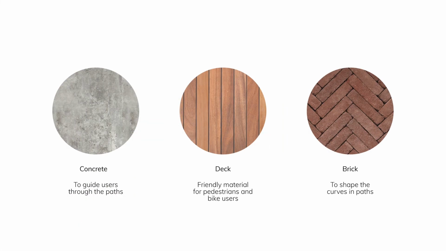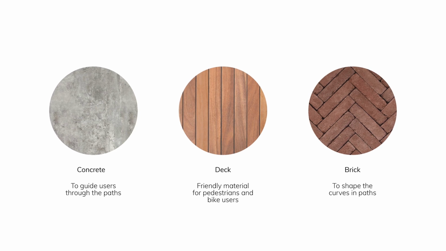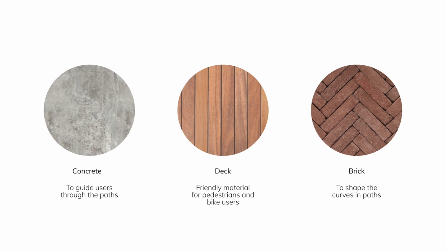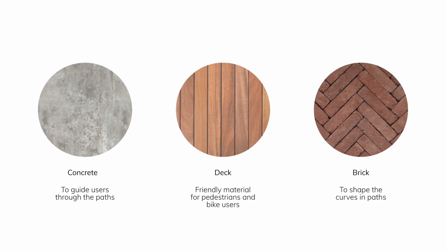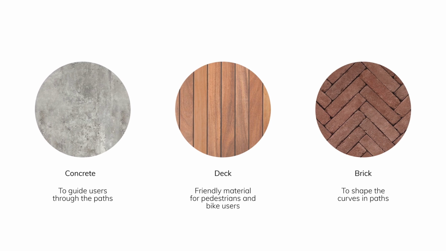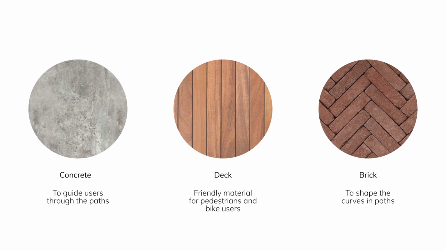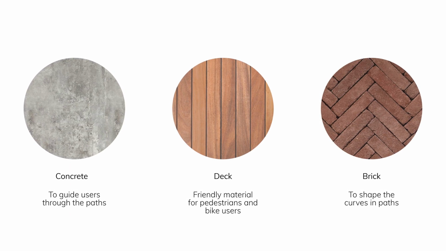For the materials in this project, the concrete was used to create the paths of the users. Then the deck. This wood material is very friendly for pedestrians as well as for bike users, and this is for the ramps. And finally, the crossed brick. This is more of a decorative element.